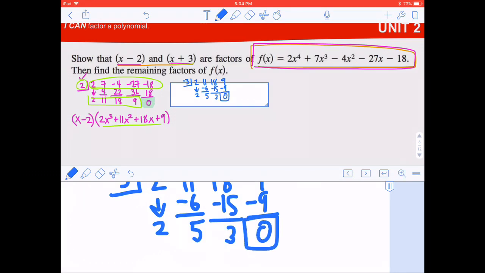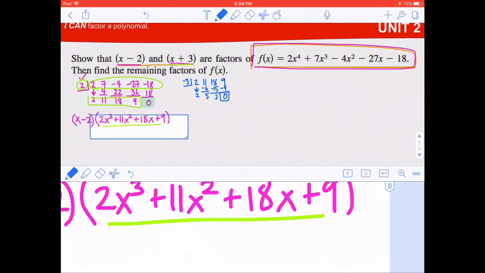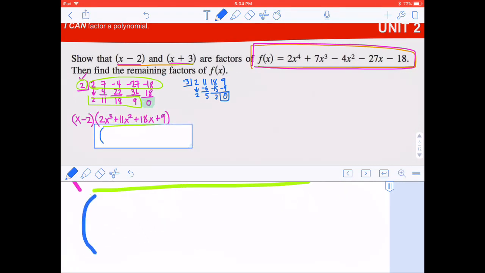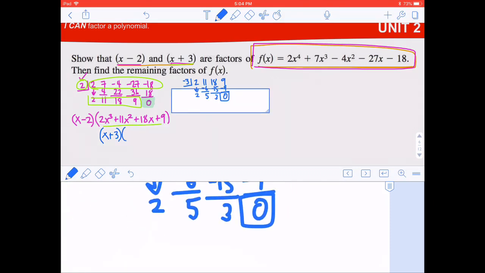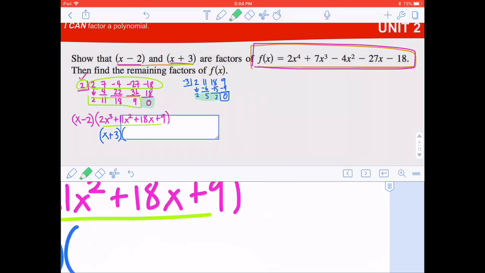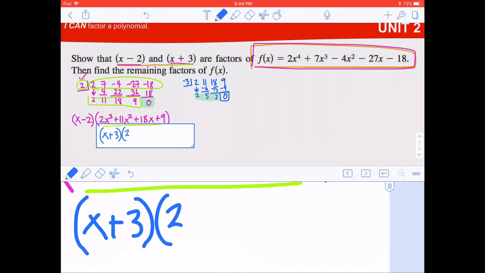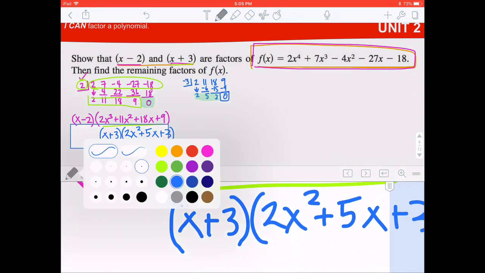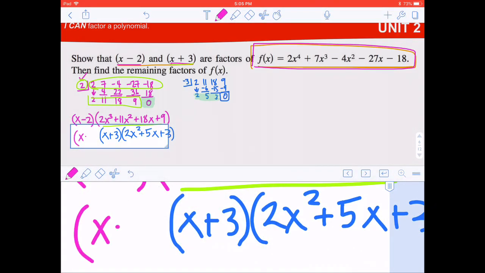So what does that mean? That means that x plus 3 was a factor of this polynomial. So I can take that polynomial and now it breaks down to x plus 3, and we have these coefficients here left over of 2. We're going down another degree, so x squared plus 5x plus 3. And then don't forget that x minus 2 is still multiplying this all there.